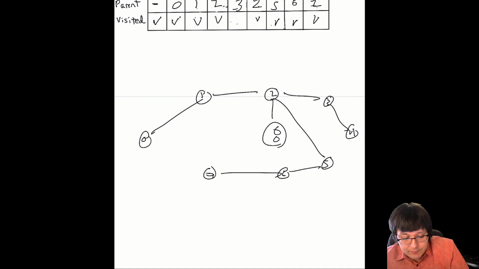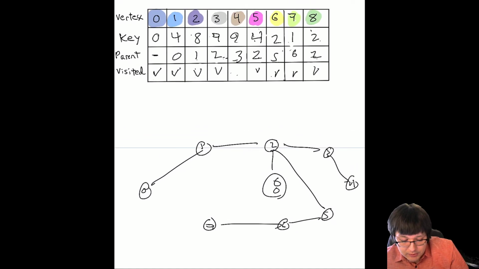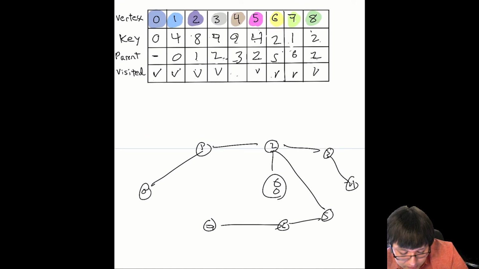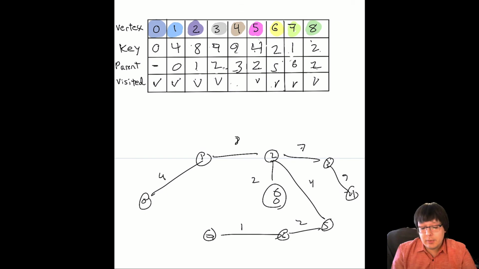Okay. And if you want to add the weights to these, it's just the numbers that were in between. So like 8 to 2, this is a weight of 2. 7 to 6, it's a weight of 1. 6 to 5 is a weight of 2. 5 to 2 is a weight of 4. 4 to 3 is a weight of 9. 3 to 2 is a weight of 7. 2 to 1 is a weight of 8. 1 to 0 is a weight of 4. Okay? Which is pretty much what you have.